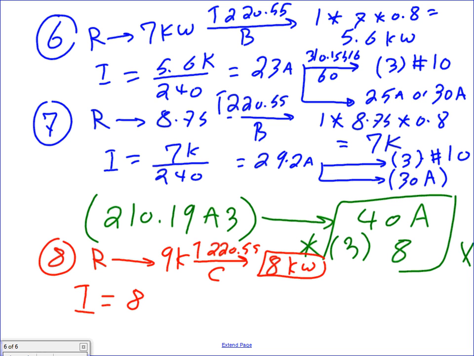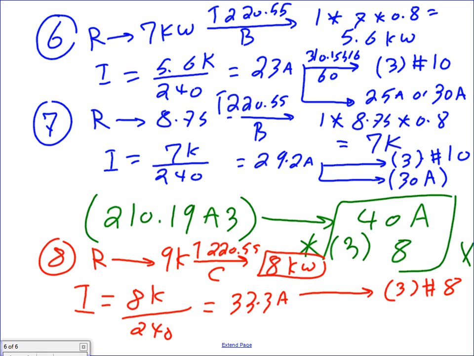I equals 8K divided by 240. Did we do the math for 8? We did. Okay, so what would that give me? 33.3 amps. If you take it to the right table, that will get you number 8 conductors, right? And if you take it to the right column, it will give you also, do we have a 35, Chris, overcurrent protection device? I think there's 240.6. We have 35. So, thank you.